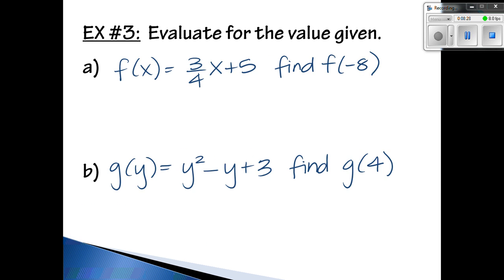All right, let's look at the next one. So, evaluate for the given variable. f of x equals 3/4 x plus 5. Find f of -8. Don't freak out. We have done this stuff before, okay? So what they're saying is, I'm curious what happens when I plug in.